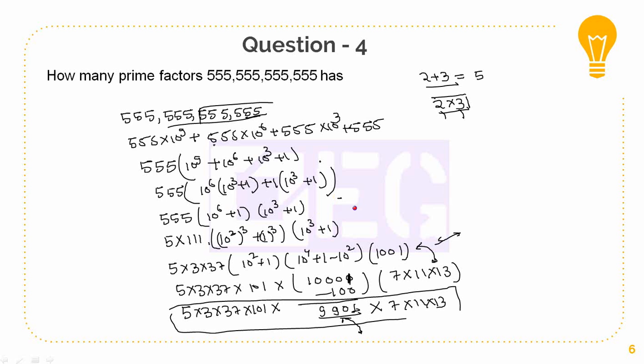I hope this concept is clear. Our motto is to convert a particular number in product form. That will give you your prime factors or number of factors. This is the main point here. Always try to convert a particular number in product form. That should be your motto while solving prime factors or factors type of question. I hope this concept is clear. Let's move to the next question.